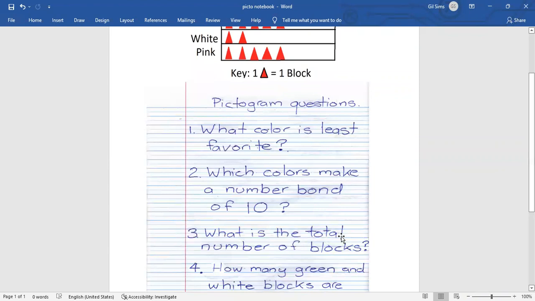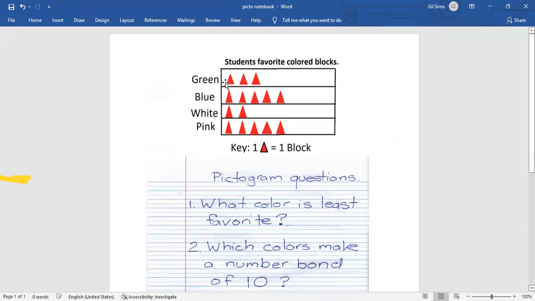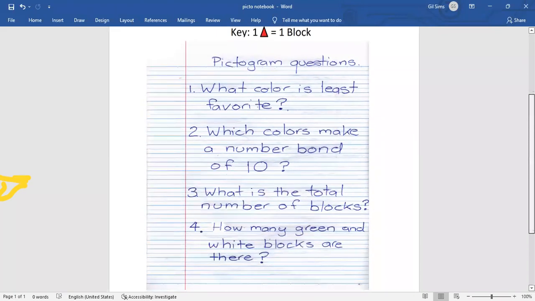We can count all the blocks. 3 plus 5, 2 plus 5. And we already said that 5 and 5 is 10. We can say plus 3 plus 2. 10 plus.